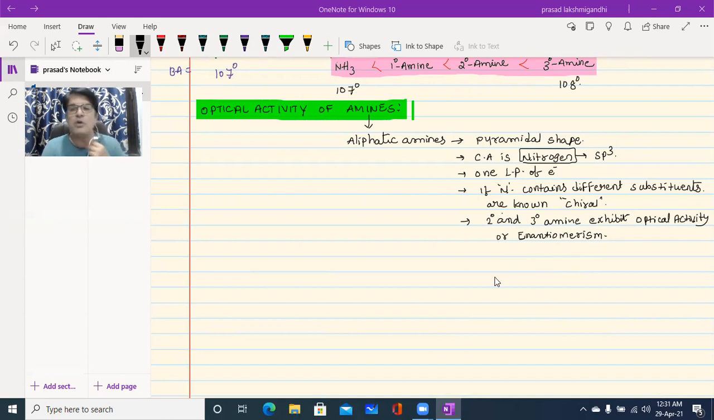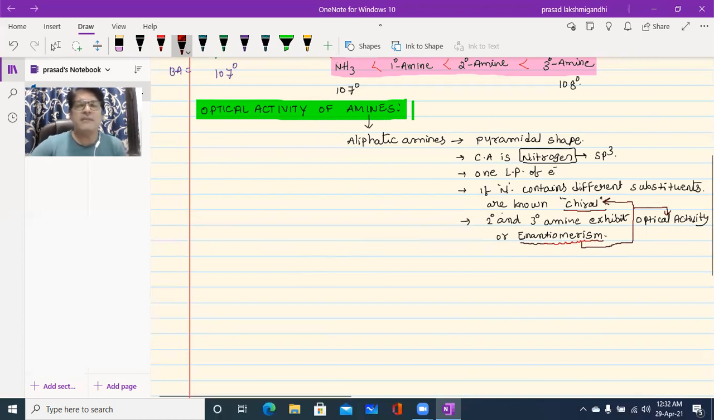Why can they show that optical activity? Why the secondary and the tertiary amines? Why can they show optical activity or enantiomerism? Because they contain a chiral center. So that's why those molecules, where the central atom shows chirality, must exhibit optical activity. Otherwise, it is simply known as what? Enantiomers or enantiomerism. Clear? So let us see the examples for that.